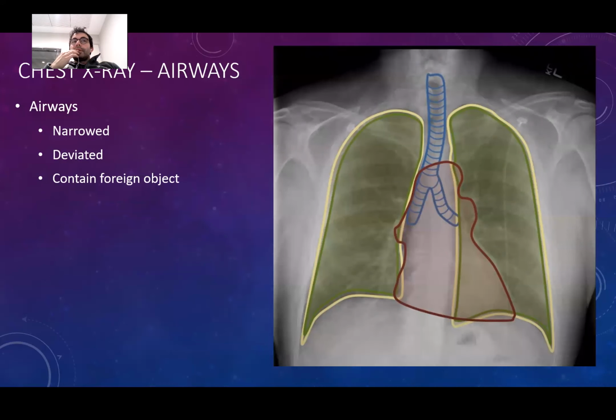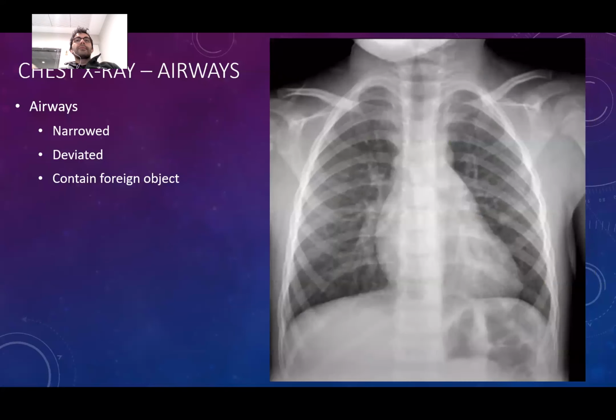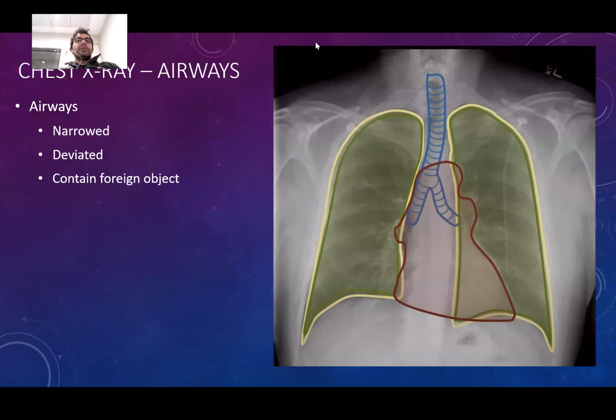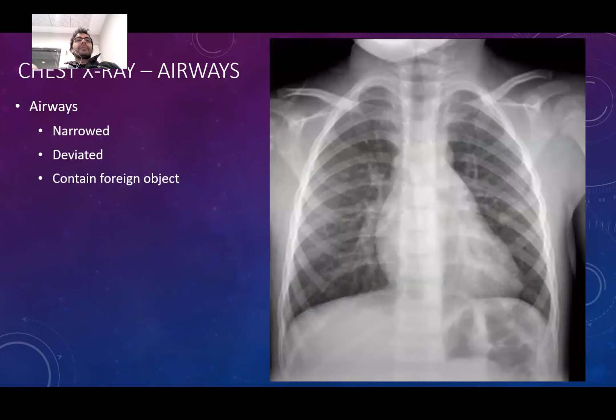When we look at the airways, they can be narrowed, deviated, or contain foreign objects. So we should always look for all of them. Foreign objects on the big airways are easy to see, but when they are on the deeper sides, and if they are soft tissue, like nuts, for example, it's impossible to see them. Okay.